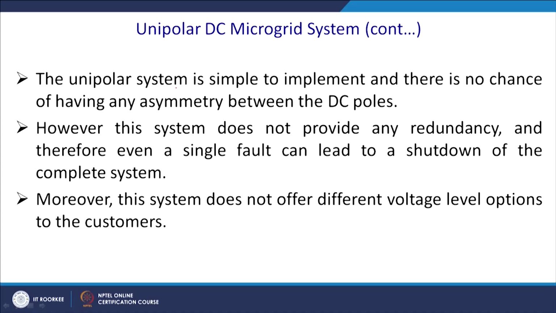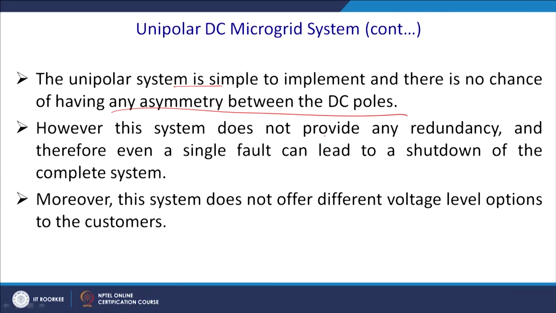The unipolar system is simple to implement and there is no chance of having any asymmetry between the DC poles. That is something you have to keep in mind. That is a very big advantage. If you have more positive load and negative load, the neutral point, the zero potential point, will shift, something like the neutral point of your transformer, and a high current will flow. The same will happen here.